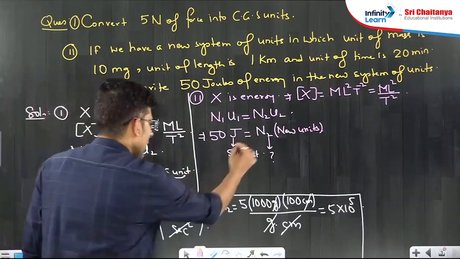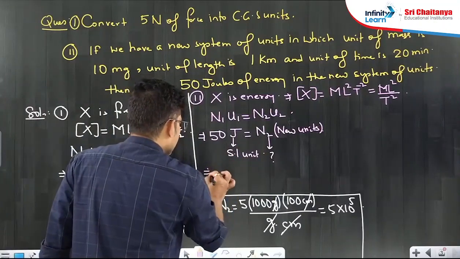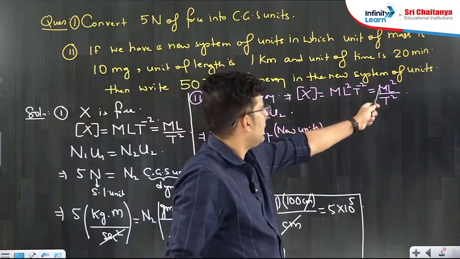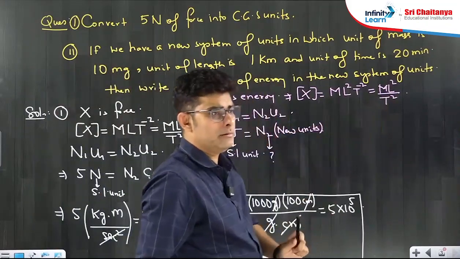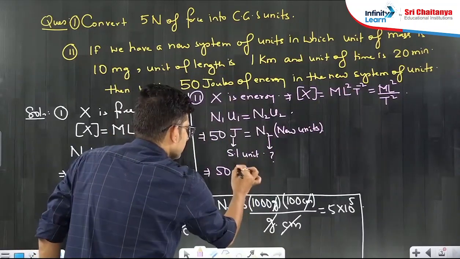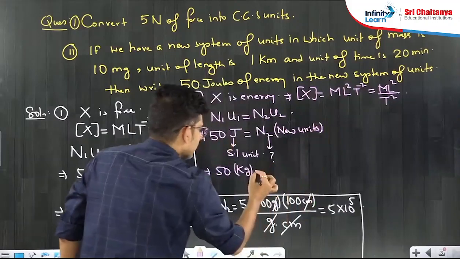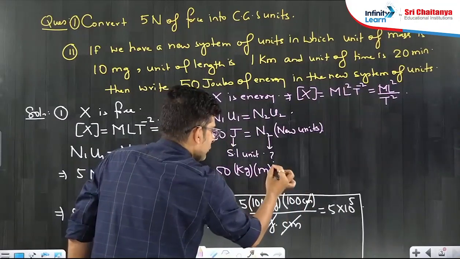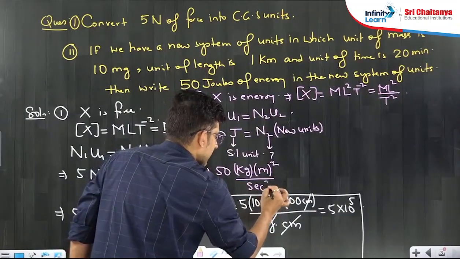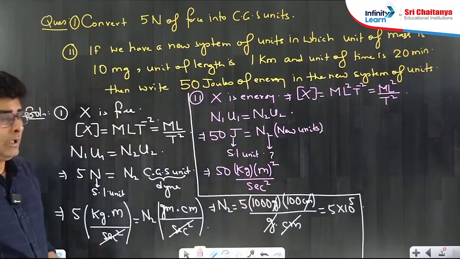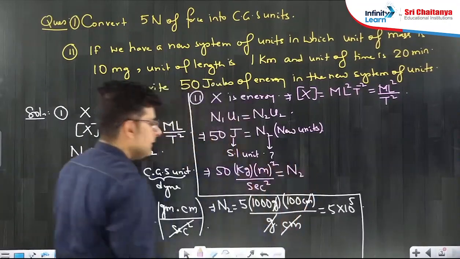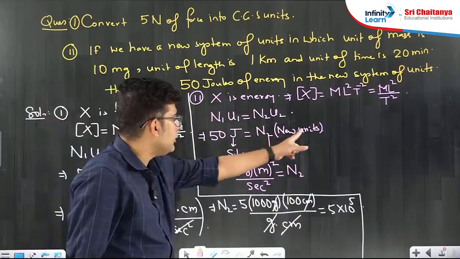Let's see. So now what we can write from here is 50 joule. Just see the unit, ML square by T square. So the SI unit of mass is kg. The SI unit of length is meter, but we have square. The SI unit of time is second, but we have square. If you go to the right side, we have to find N2. Keep it like this. Now you have new units.